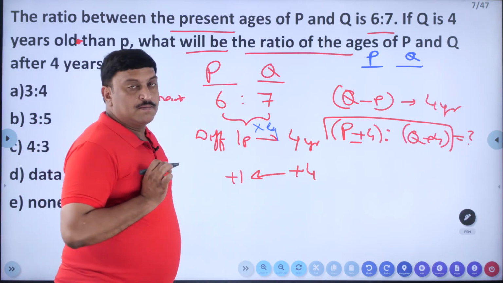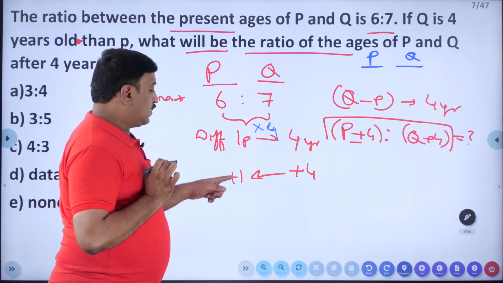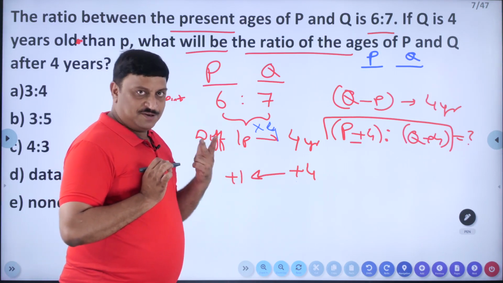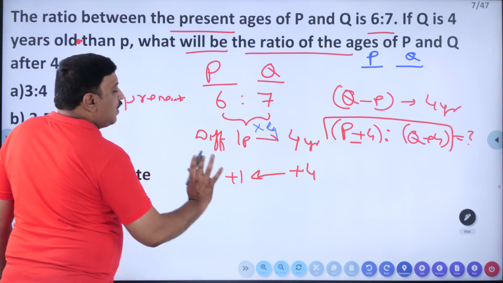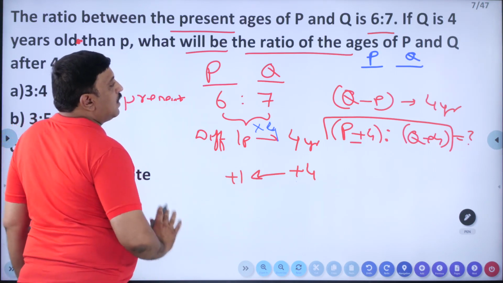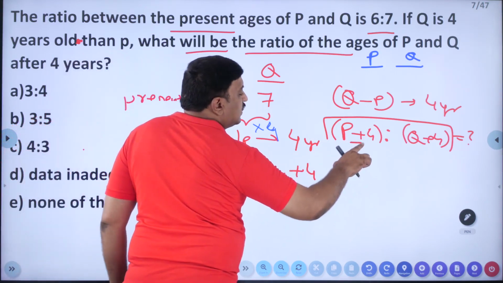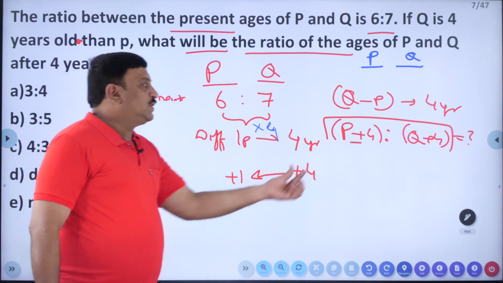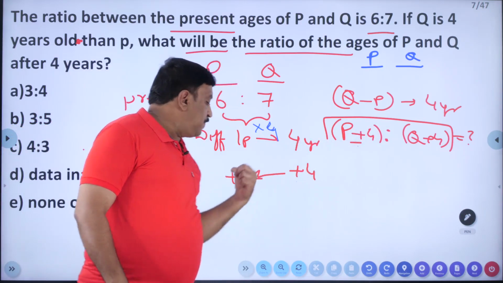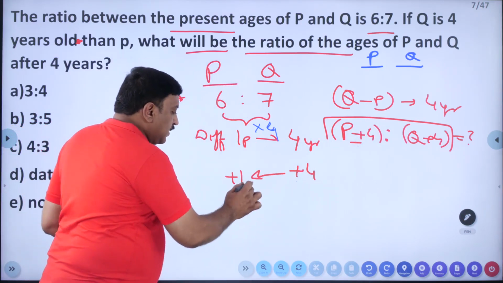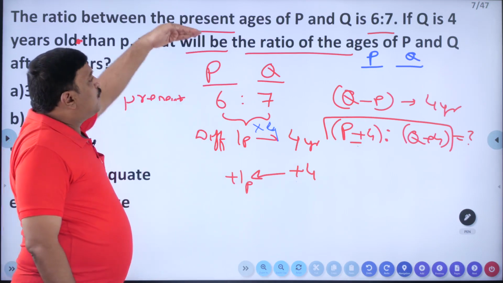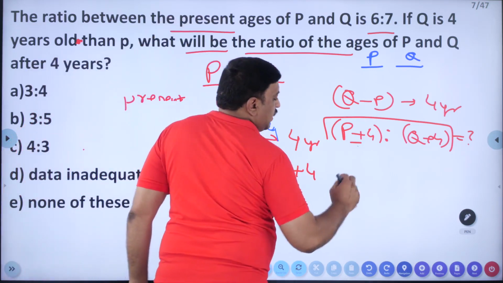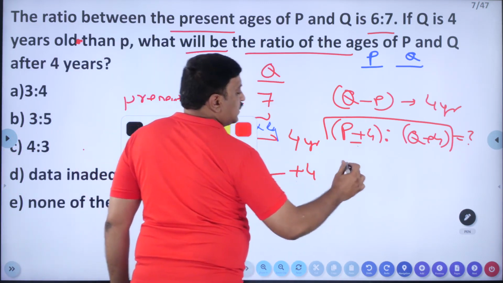Okay. Now, adding 8 years means adding how many parts? 2 parts, right? I'll stop here and say, now what is the question? We need the ratio, but after how many years? 4 years. This 4 years is nothing but how many parts in the ratio? 1 part. Already you got the present ratio P is to Q, that is 6 is to 7.